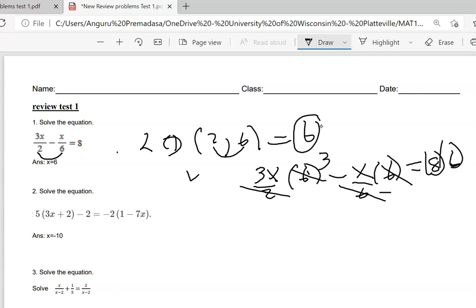Here there is no denominator. What you do is you distribute the 5 and the negative 2, and then you get all the x's onto the left side and the numbers onto the right side, or the other way around, it doesn't matter, and then you isolate your x and solve it.